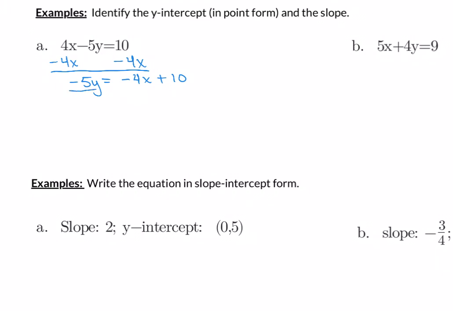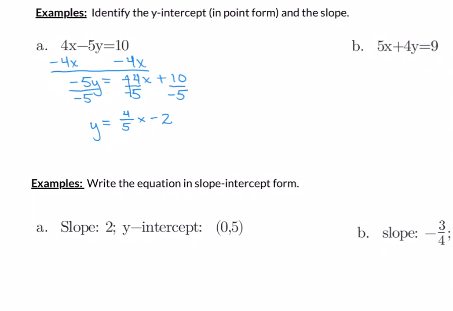And then finally, to finish this off, I want to not just divide the whole right side by negative 5, but I'm going to split it up and divide each term by negative 5. So we get y equals, my negatives cancel out in my first term, that's all I can do. In my second term, I can divide and I get negative 2.